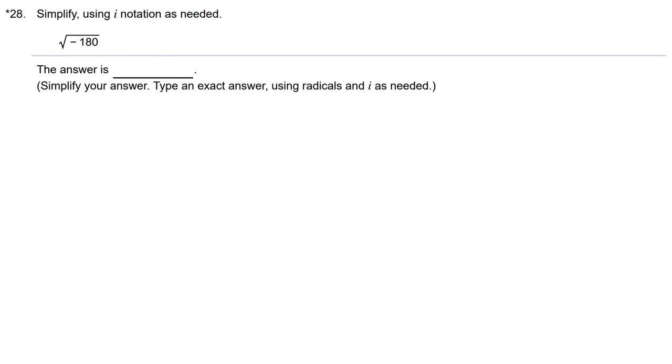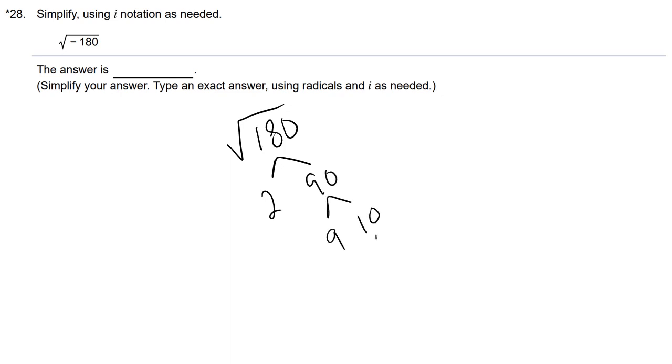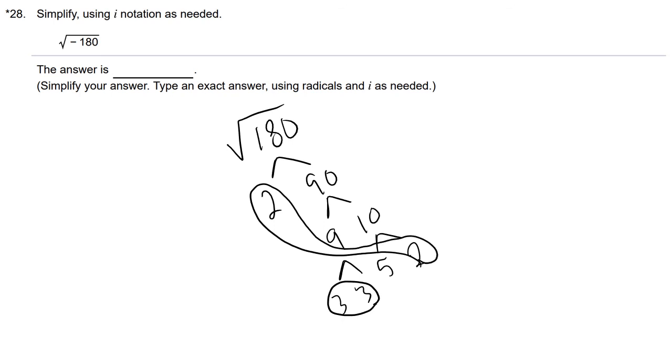Number 28, simplify using i notation as needed. This is a square root problem, and we can deal with the negative in a minute, but first I just want to simplify the square root of 180, okay? I'm going to try to factor this, so I'm going to say, well, 2 goes into 90. 90 is like 9 and 10, and 10 is 5 and 2, and 9 is 3 and 3, and do a big factor tree. That's not normally the way I like to do it, but I wanted to do it once. And I wanted you to notice we have a pair of 3's, and a pair of 2's. What's left over is this 5.